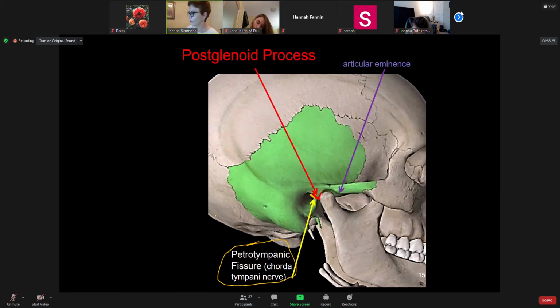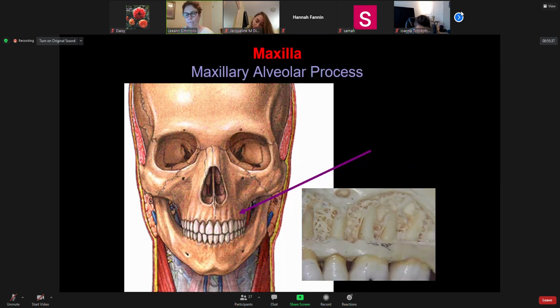Any questions? Okay. The alveolar process, that's a review. You know the alveolar process. And you see it here in the skull image where the cortical bone has been removed, so it reveals the roots of the teeth within the alveolar process of bone. Pretty cool, right?